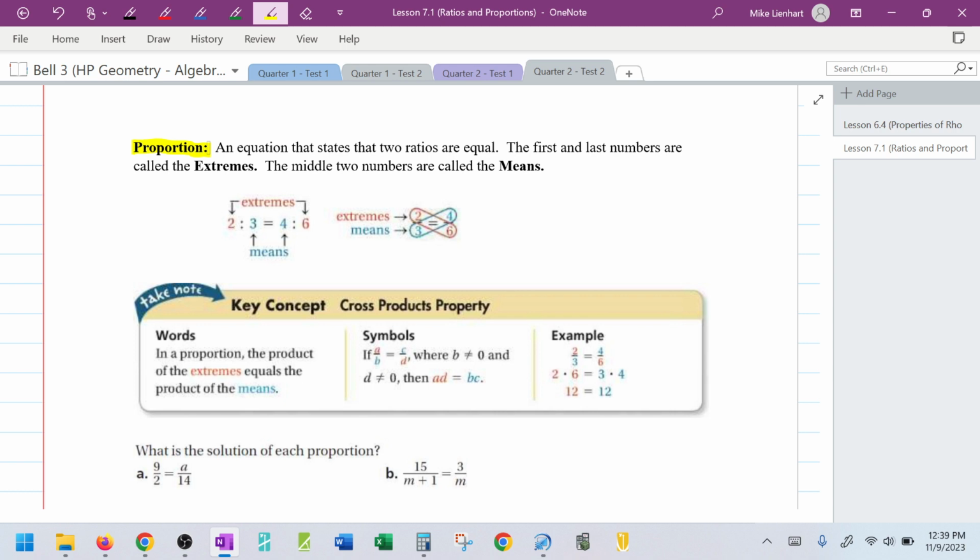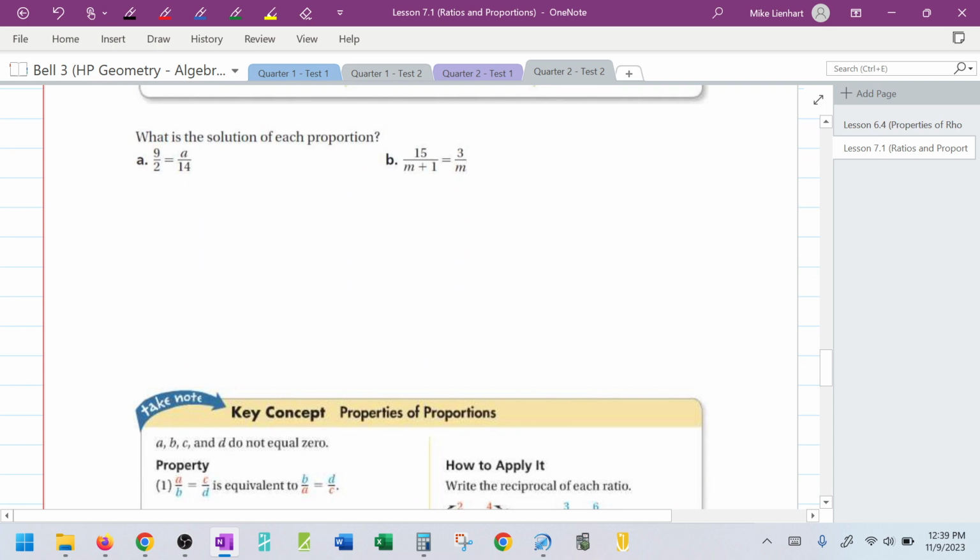All right? Many of you guys learned in the past this cross product property, but you learned it as cross multiplication. You probably didn't learn it as the product of the extremes equals the product of the means. All right, that's okay. That's another way to look at it. But ultimately, if you have a proportion, we know that we can cross multiply to solve. And that's what this is saying. Okay, there's an example over on the right just to help you.